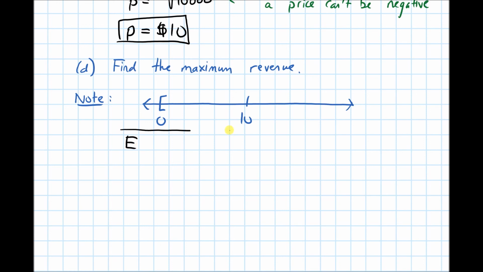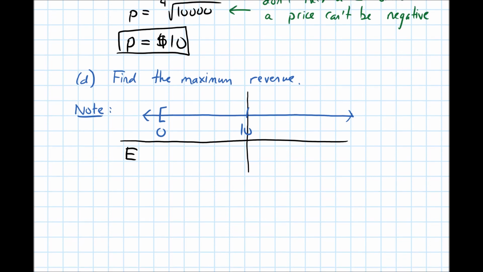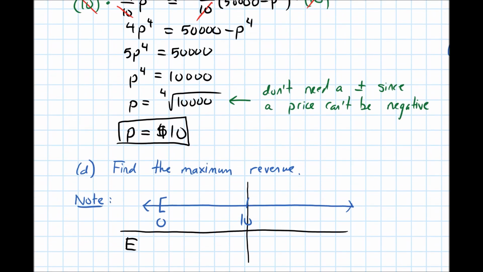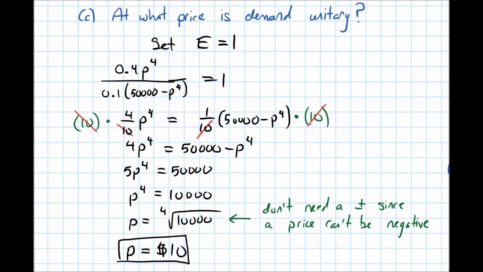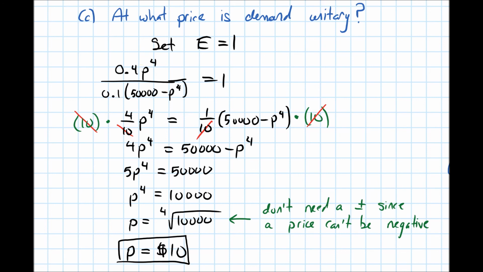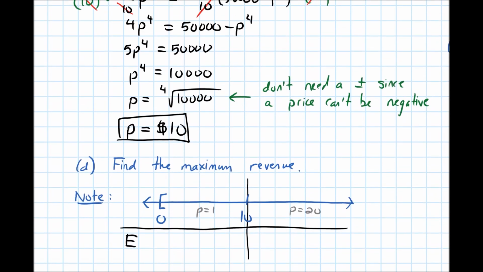If I were to plug in a value that's in between 0 and 10, like let's say 1, and then plug in a value bigger than 10, like 20, into our elasticity function, here is our elasticity function, I'm just going to tell you what we end up getting. What type of number do we end up getting? If we plug in 1, we end up getting a value that's less than 1. And when we plug in 20, we end up getting a value that is greater than 1. Okay, so what does that mean?